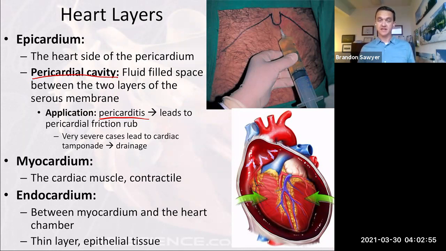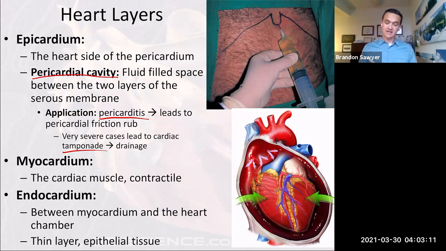And in very severe cases, lead to something called cardiac tamponade. Cardiac tamponade is when the heart is just having so much pressure on it because the fluid in that space expands and builds up and squeezes down on the heart. So the heart's trying to pump, but it can't pump against that pressure. And this can be life-threatening.